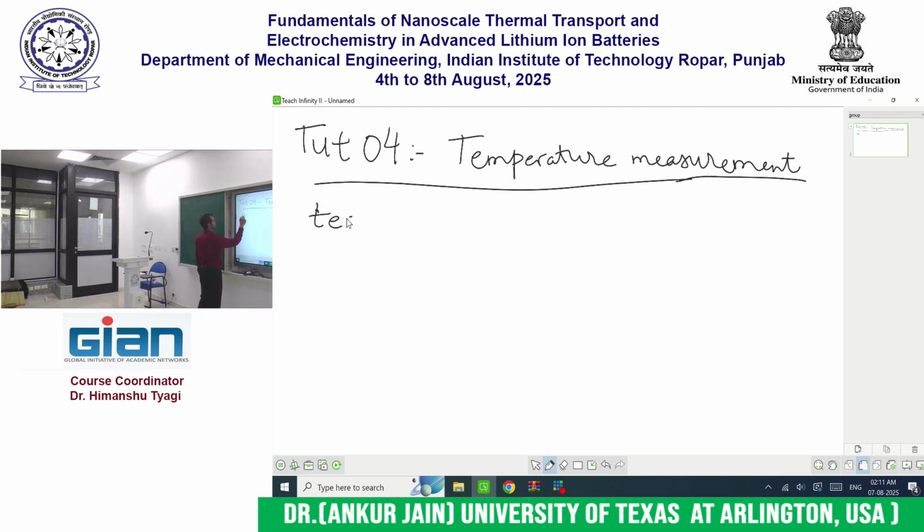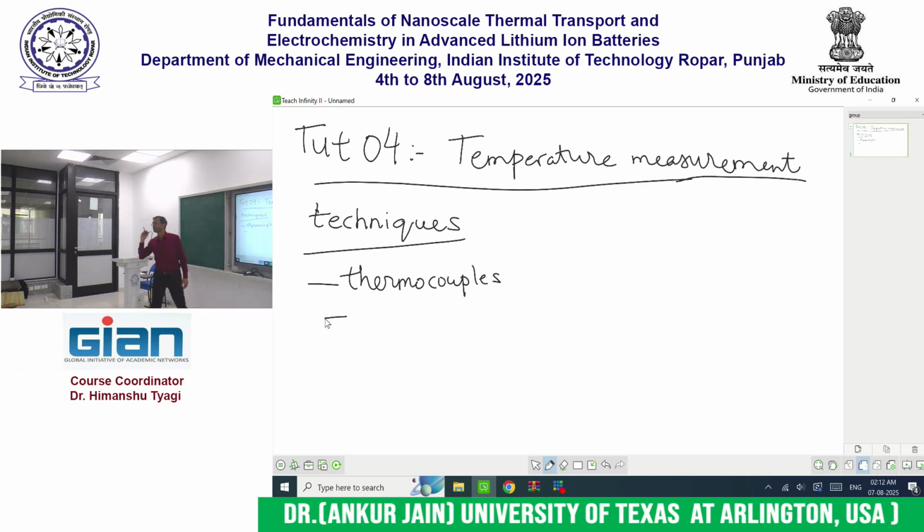What are the different techniques to measure temperature? Can we make a list? Can each one of you maybe contribute one way to measure temperature? Thermocouple, okay. So let's say thermocouples. What else? Keep shooting, please. Anyone? Thermometer. The word thermometer means a device that measures temperature. So I want you to be a little more specific. Expansion, sure. So I will say expansion based.